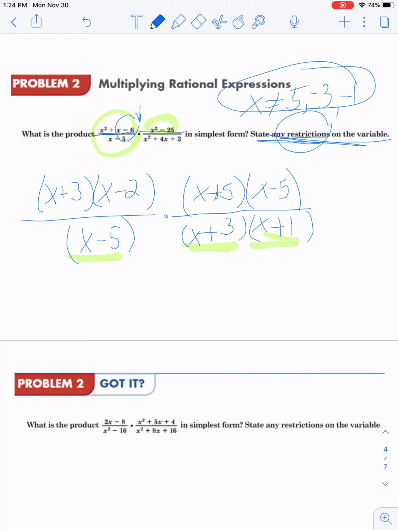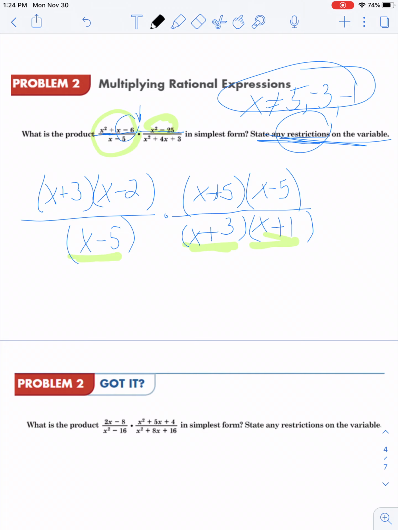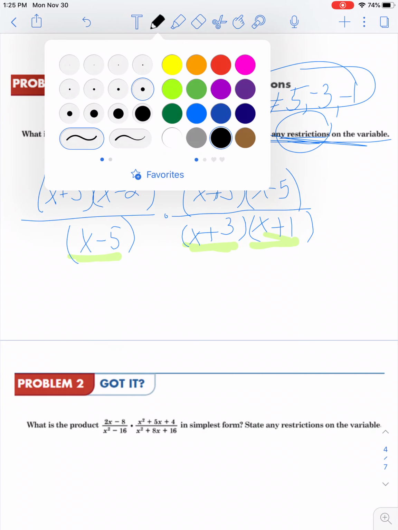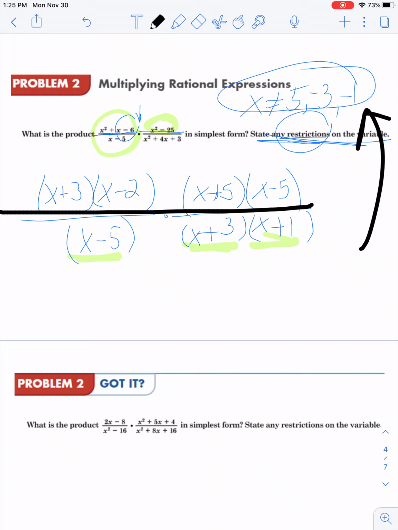Now we can drive our bar straight across. So let's go to black. We'll go with a thicker line on this one, and we'll do a bar straight across. Now, anything that's above or below, because these were multiplied, that's what that times meant, with our restrictions already noted, we can cancel out. So I see there's an x minus 5 here and an x minus 5 there. They leave a 1 in their places. There's an x plus 3 and an x plus 3. They also leave 1s in their places.